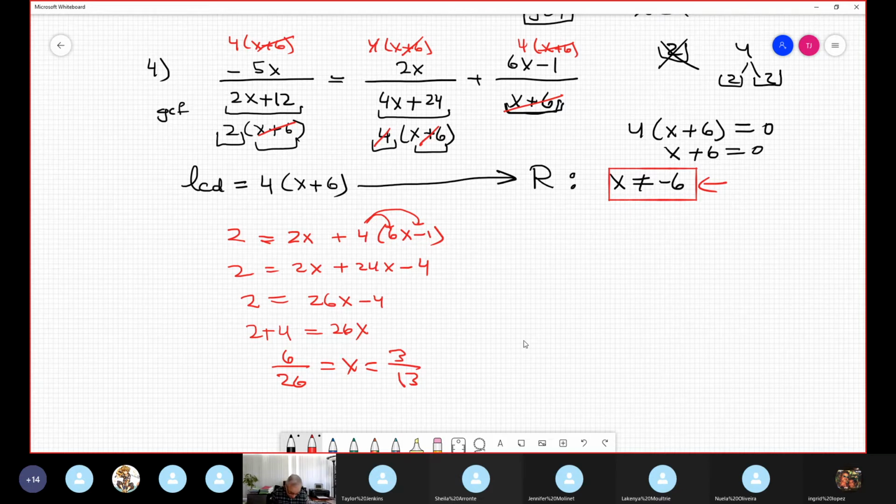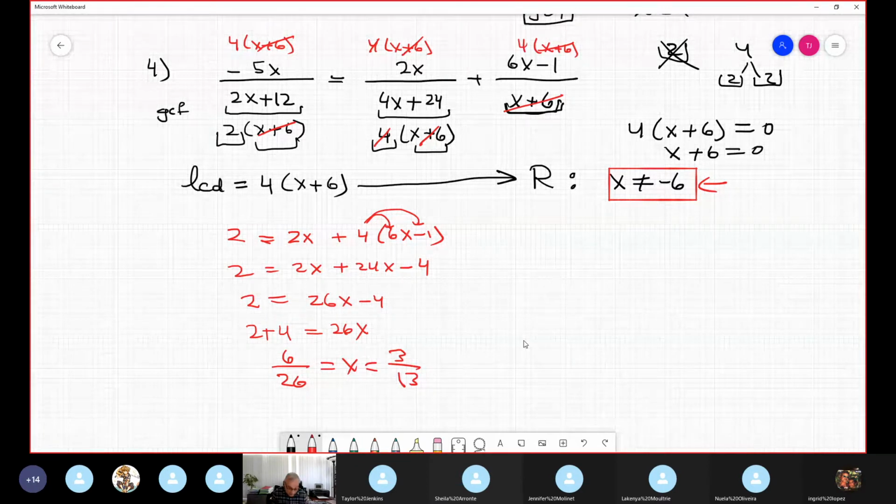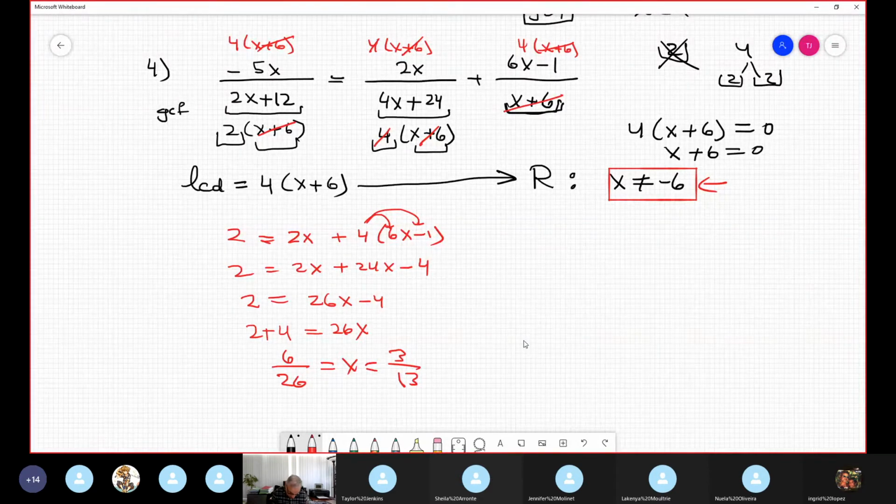Suppose negative 5x divided by parenthesis 2x plus 12 is equal to x divided by parenthesis 4x plus 24 plus parenthesis 6x minus 1, I am just typing, divided by parenthesis x plus 6. Let me see if I copied it or not. Well, boom, wow. Now I solve.